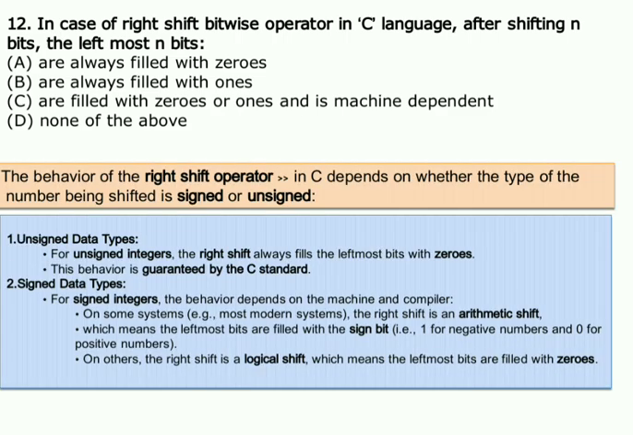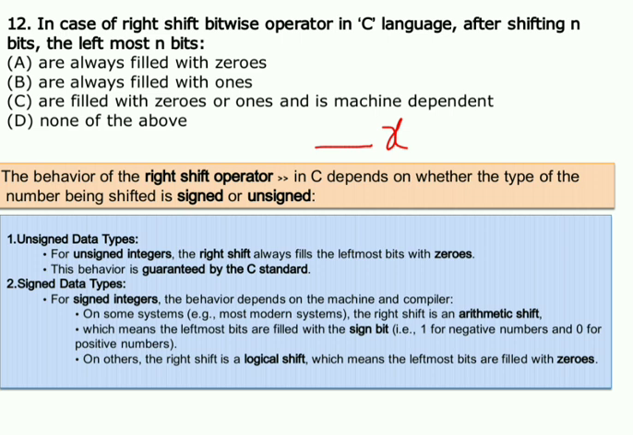The behavior of the right shift operator in C depends on whether the type of the number being shifted is signed or unsigned. Here they have not mentioned whether it is a signed or unsigned value. If it is an unsigned value, then the right shift will always fill the leftmost bits with zeros. And if it is a signed value, the behavior will depend on the machine and the compiler.